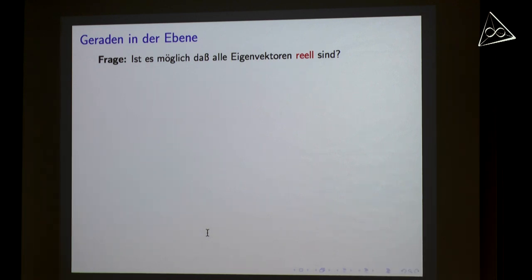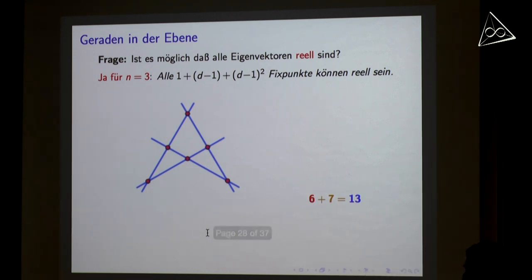Now, in general, is it possible that we can always have all eigenvectors real? That's a question. And the answer is yes. This was known for a while. The first non-trivial case is n equals 3. And I'd like to actually give you the proof in this case, because it's a very nice proof that illustrates the concepts we've learned.